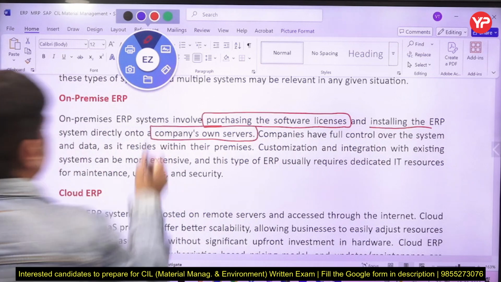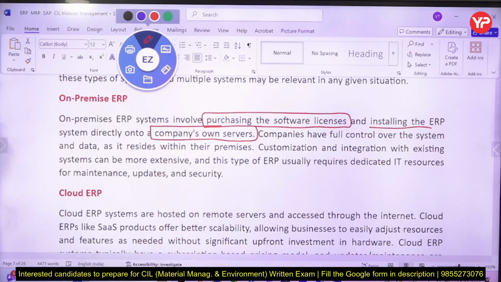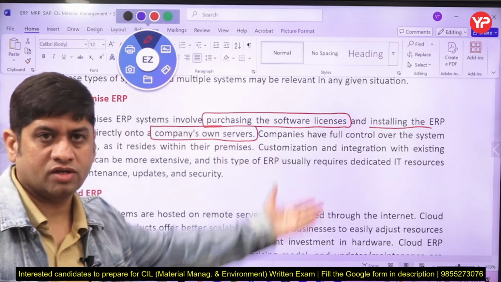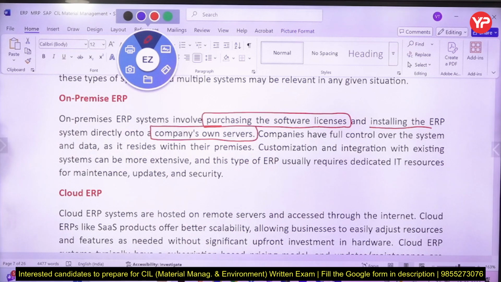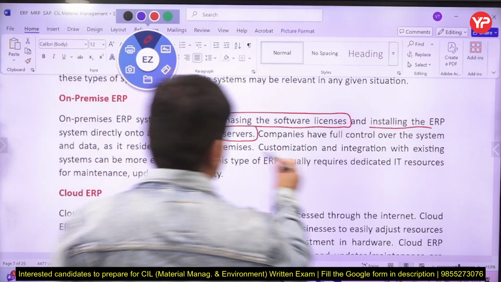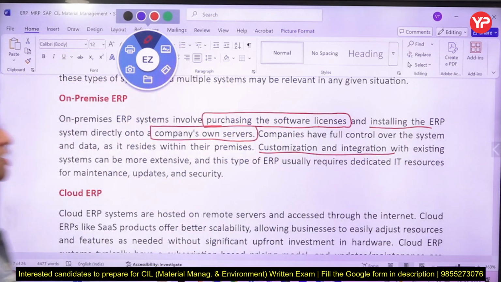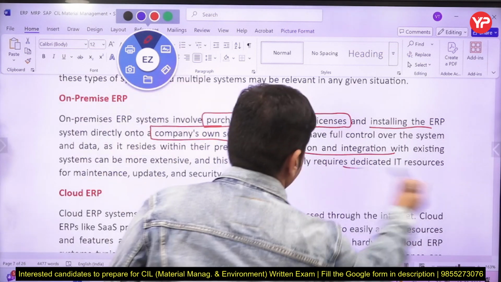So if you install ERP software on the company's server, the ERP company, let us say SAP or Oracle or Microsoft, will ask you, do you want to install the software on your server, on your computers? You have full control over the system and data because it is in your premises. So you can customize or integrate. You don't share the information with a third party. So you need to create a team of IT professionals for that.